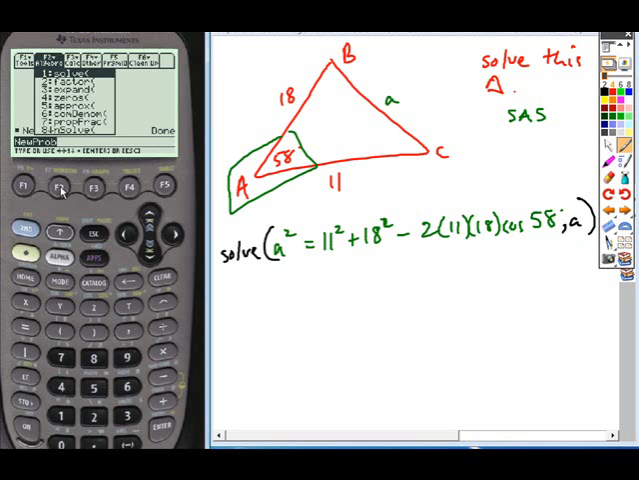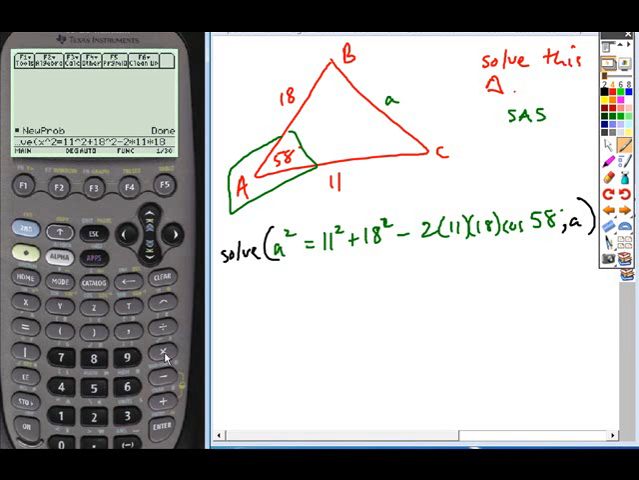So if we enter solve, I'm going to use an x here. X squared is equal to, and then type the entire thing that I have: 11 squared plus 18 squared minus 2 times 11 times 18 times the cosine of 58. Then solve for x. Make sure you're in degree mode since we're working with angle measures in degrees. And when I hit enter, I get my answer.